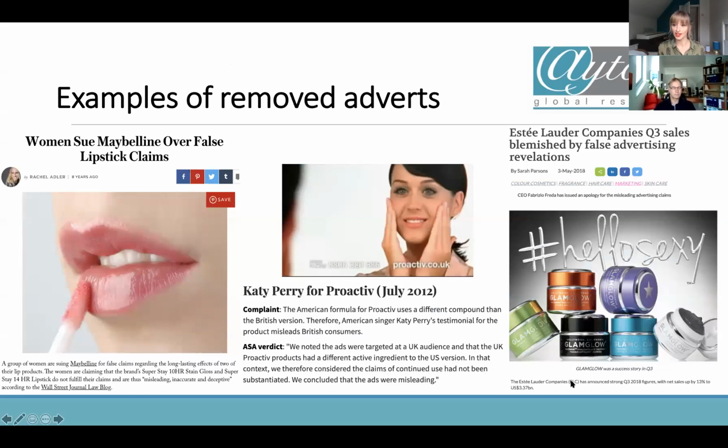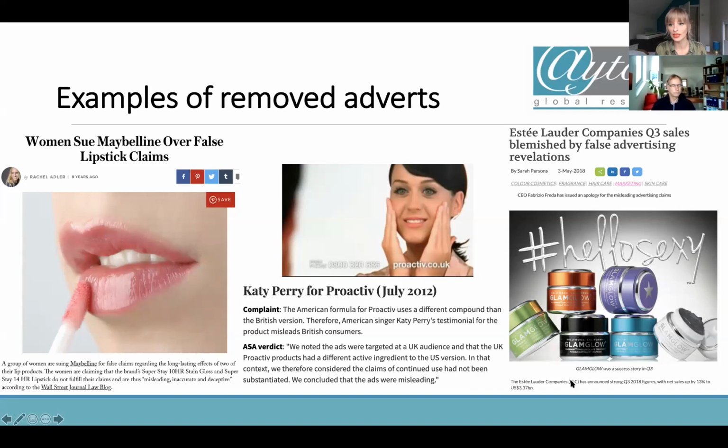There's also the other side, so the not so successful claims and how they've been removed. These are examples of removed adverts that I've found, and I just want to briefly touch on what can catch you out. These were all US-based claims. The first one was Maybelline, which had a 14-hour stay lipstick. This was misleading and inaccurate. They didn't have any evidence behind this claim.